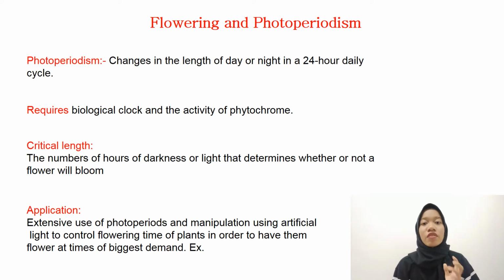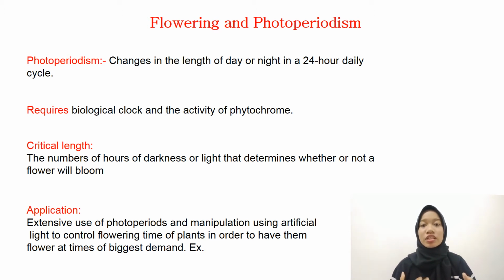So, what is photoperiodism? Photoperiodism is a physiological response prompted by the changes in the length of day or night in a 24-hour daily cycle. It requires the participation of the biological clock that will be explained later and the activity of phytochrome. The significance of photoperiodism is in regulating flowering in plants. Plants that flower under a certain day length can be considered to be photoperiodic. There are three classifications of photoperiodic plants that will be explained by Liana.